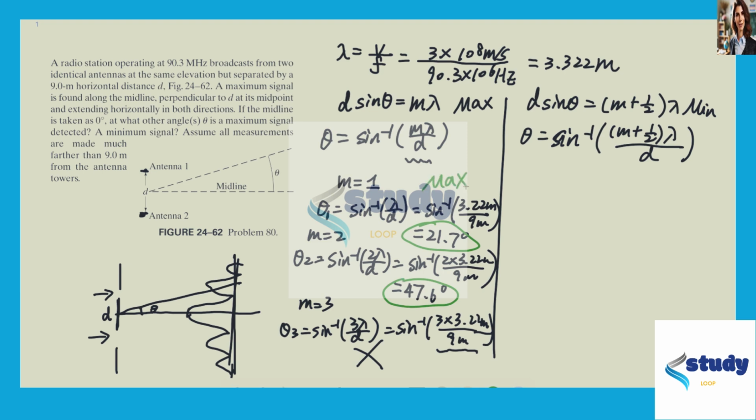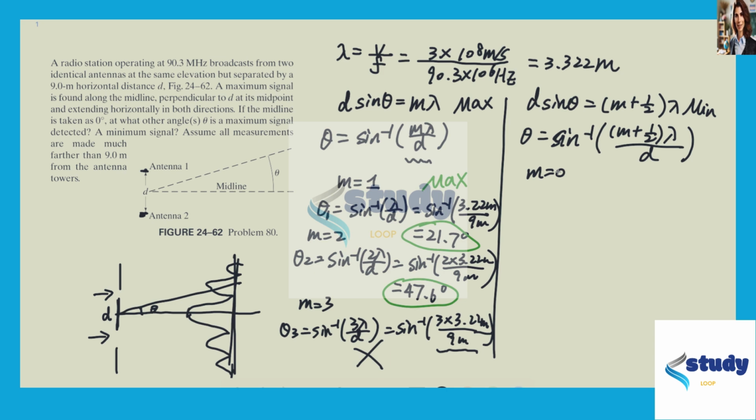Okay, let's go on to work out the minimum. For the minimum, we now can consider m equals 0. Because we always start m from 0, we didn't do that for the maximum only because we already know there will be a maximum at the central line. For the maximum, m equals 0 would give us theta equals 0, which does not provide much information.